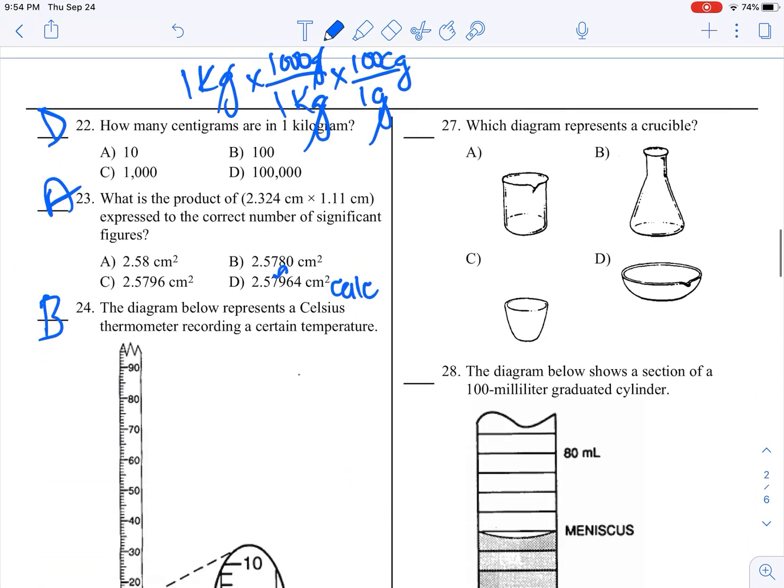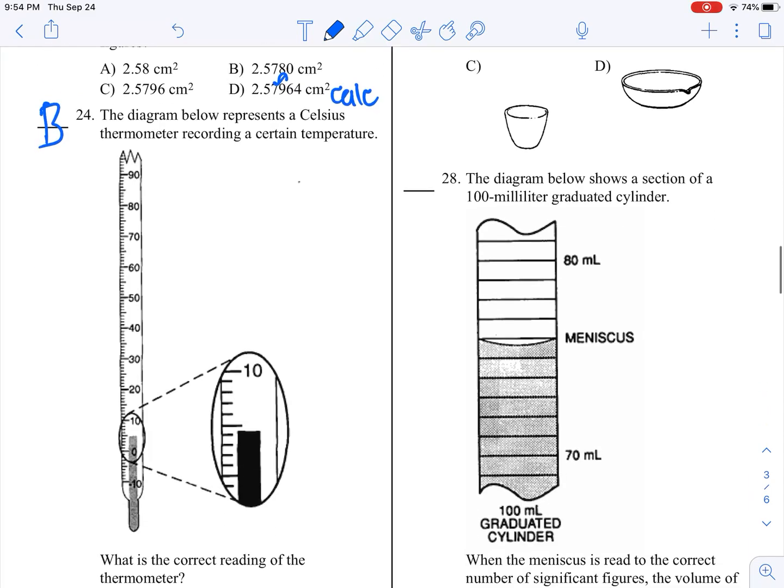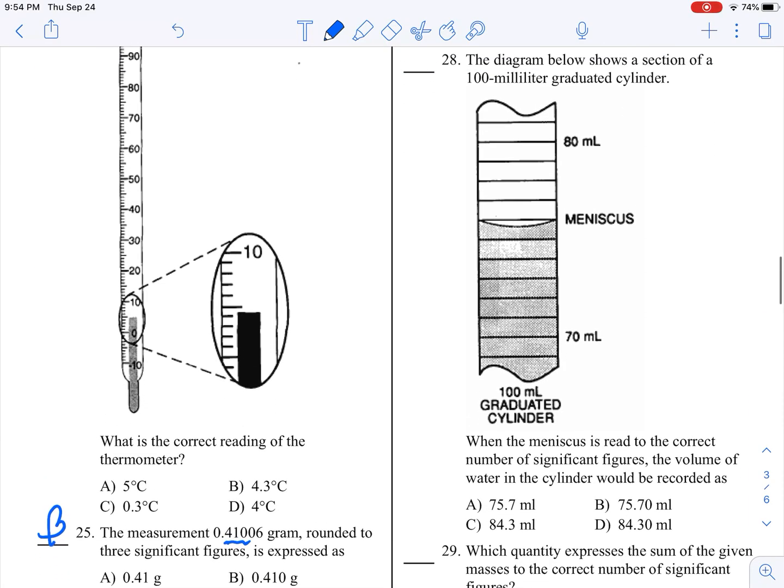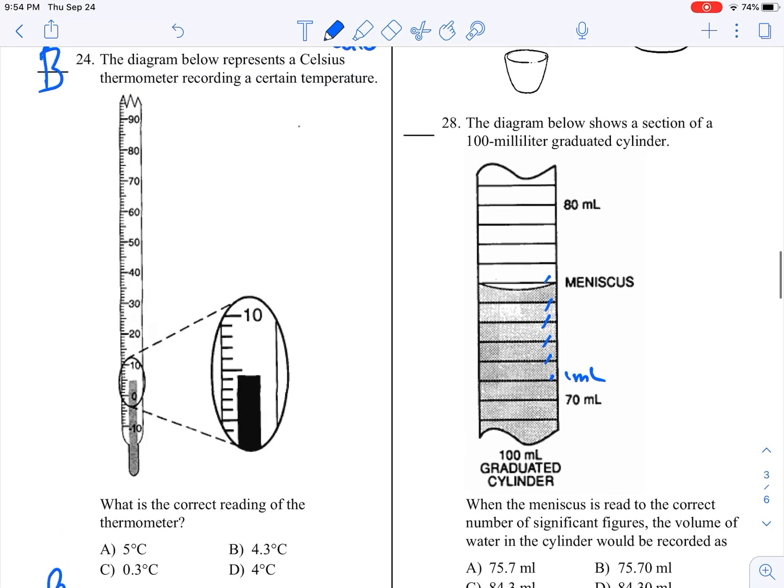Which is a crucible. It's one of our first things we talked about. All right, so we need to look for the scale here. It looks like each of these lines are worth 1 milliliter, which means we can go one beyond, which is the tenths. So 71, 72, 73, 74, 75, 76. So 75.7. And that's all we can do. We can't go 2 decimal places.